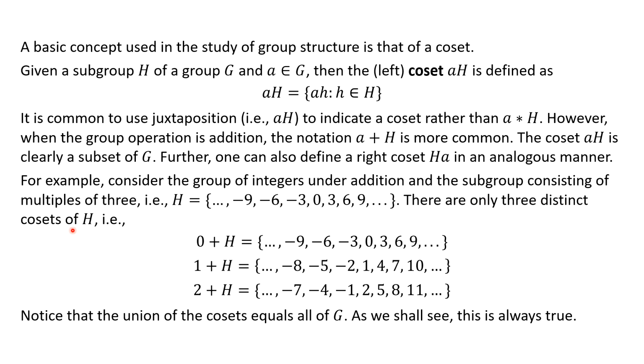And then there are only 3 distinct cosets of H. So we'll use the plus notation here since we're talking about addition. So you have 0 plus each element in H, and of course you just get H in that case. And then you have 1 plus each element, and you get this set of numbers. And then you have 2 plus all the elements in H, and you get these numbers. And then if you do 3, you're just going to get the same set again, and the same with 4, and 5 will give you this. So there's only 3 different cosets of this subgroup of G.